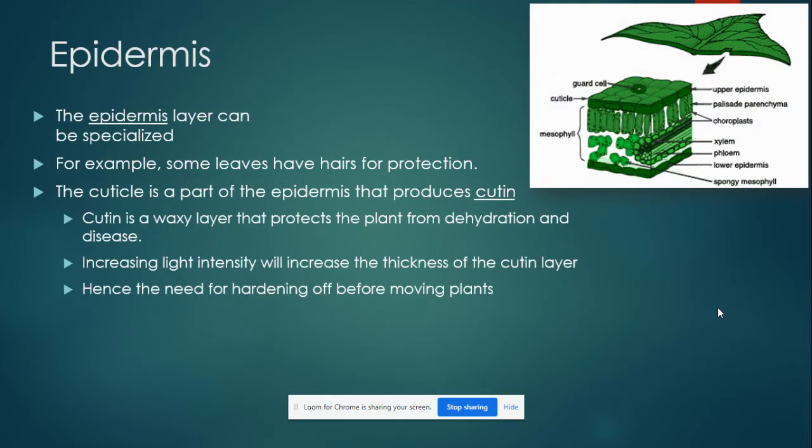So the epidermis is the layer that can be specialized. For example, some leaves have little hairs for protection. The cuticle is the part of the epidermis that produces the cutin, and cutin is a waxy layer that protects the plant from dehydration and disease. Increasing light intensity will increase the thickness of the cutin layer, hence the need for hardening off before moving plants.